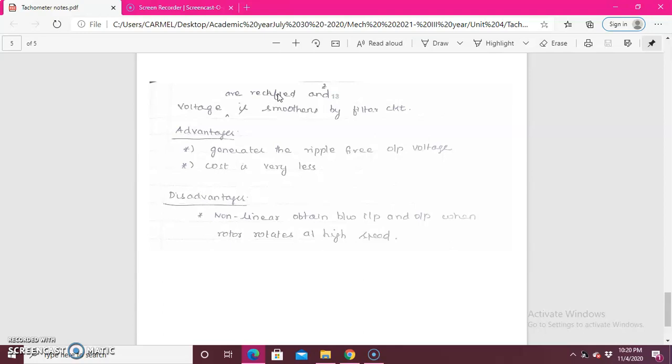The advantage is that it generates a ripple-free output and the cost is also very low. But the disadvantage is that it gives a non-linear relation between the input and the output when the rotor rotates at a higher speed. So you will get a non-linear action that we can't avoid in your AC tacho generator. So that is what we covered about AC and DC principle, working, operation, advantages and disadvantages.